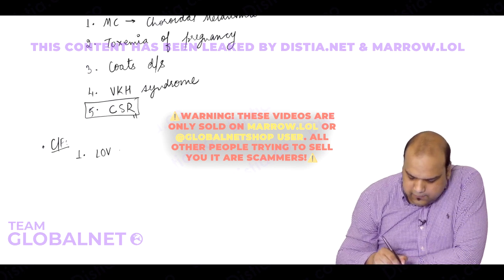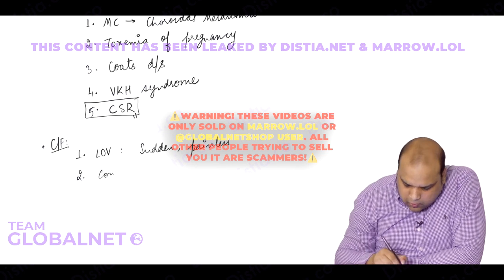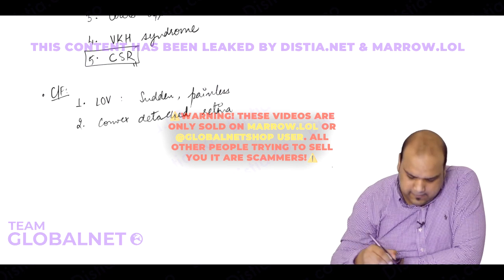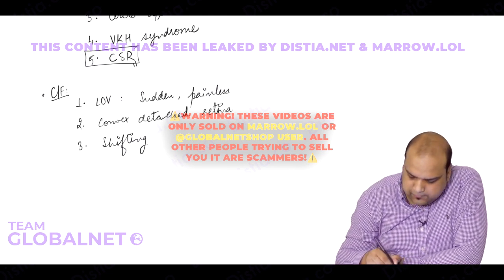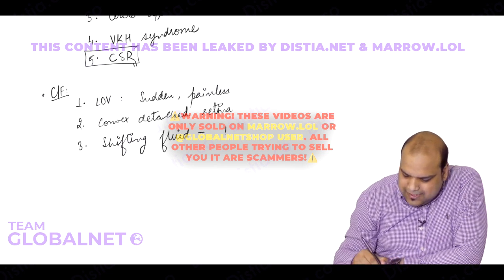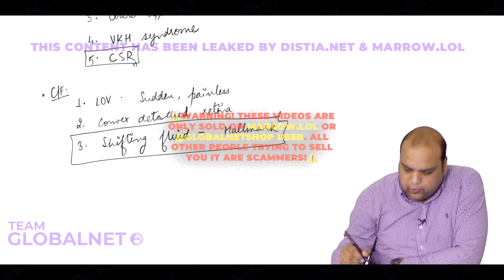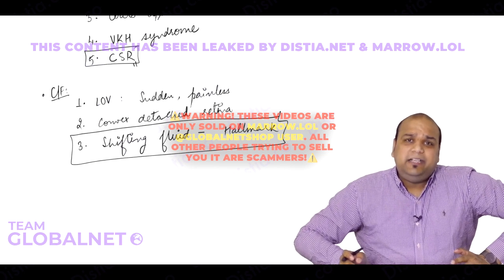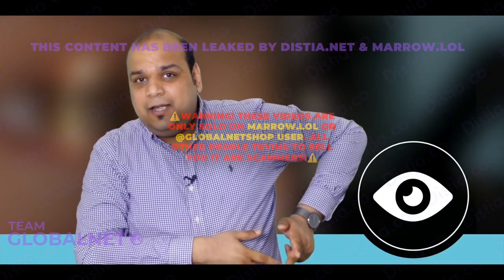Now, clinical features. Number 1, the loss of vision is again sudden and painless. Number 2, convex, detached retina, just like our rhegmatogenous RD. Number 3, everybody, there will be shifting fluid. This is the hallmark of exudative retinal detachment. What do we mean by shifting fluid, everybody? Again, think about an exudative process called ascites. How do we diagnose ascites, everybody? Because of shifting fluid, everybody. Yes or no? We get the tamponade, everybody.